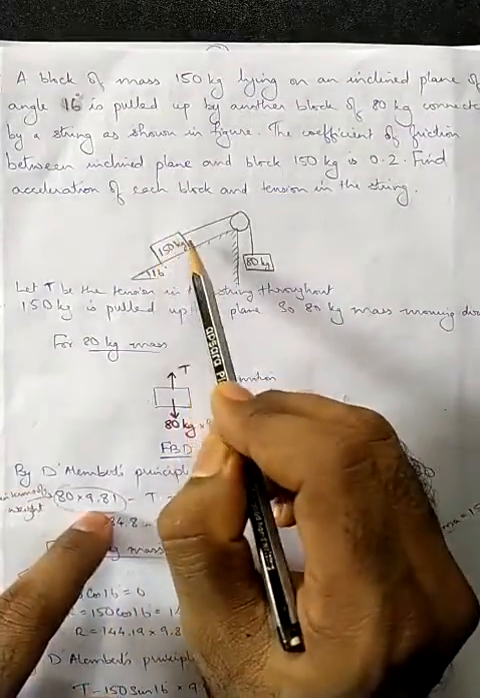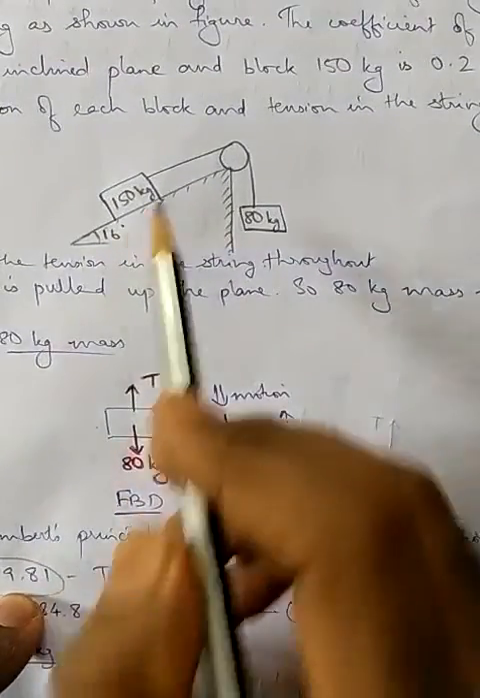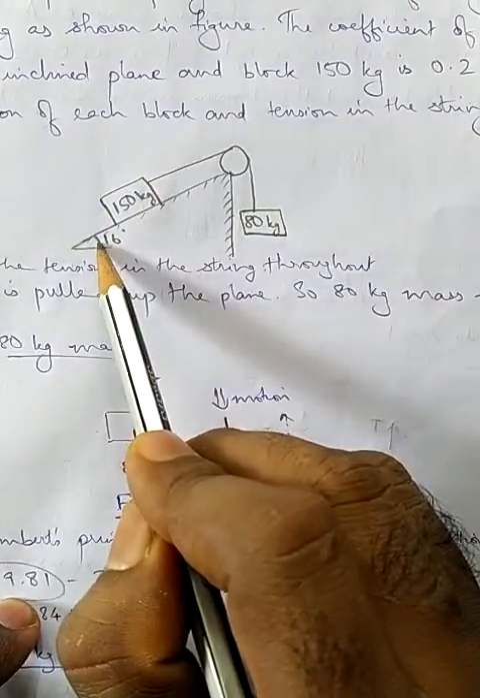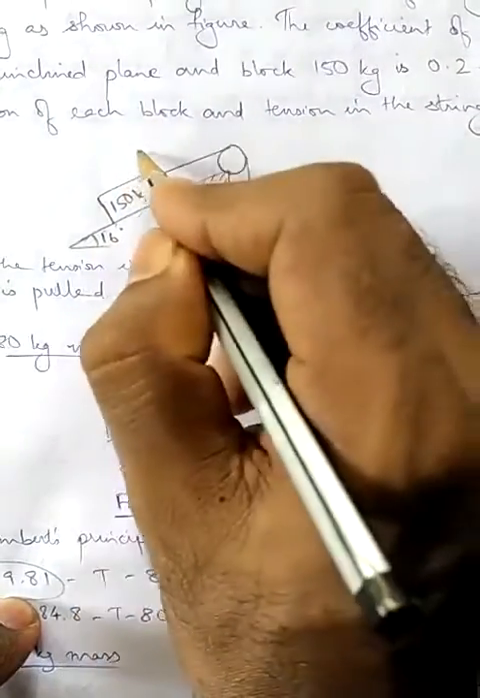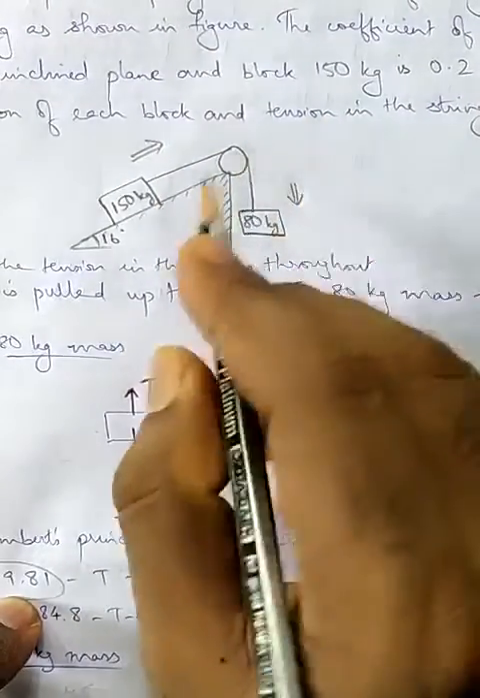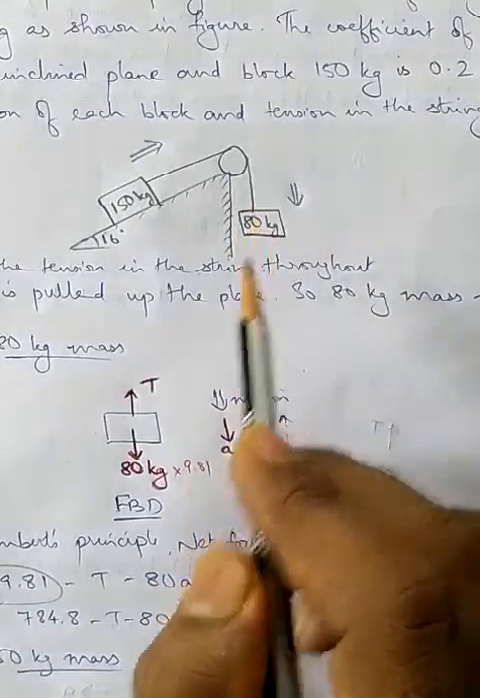There is the 150 kilogram block resting on an inclined surface. The angle of inclination is 16 degrees. It is pulled up, so the direction of motion is upwards. This will be downwards, as given in the question itself. The 80 kilogram block is hanging free in air.